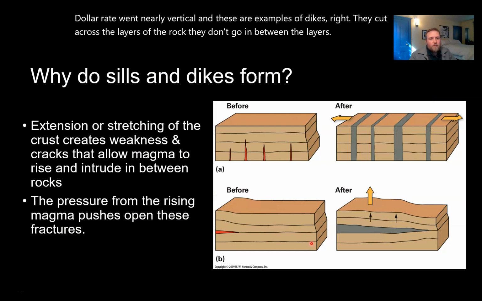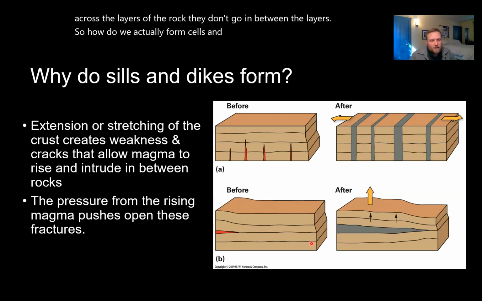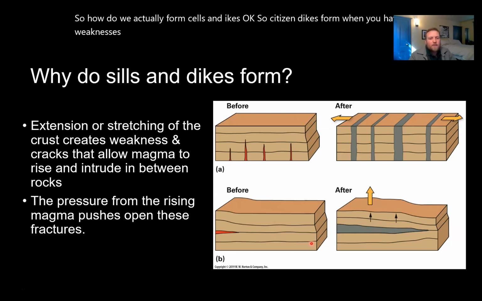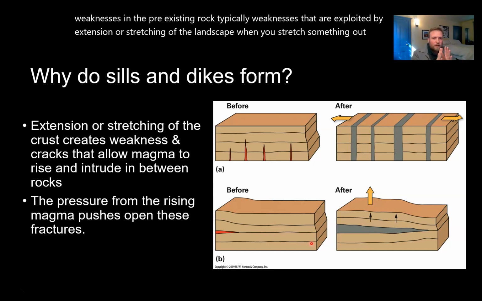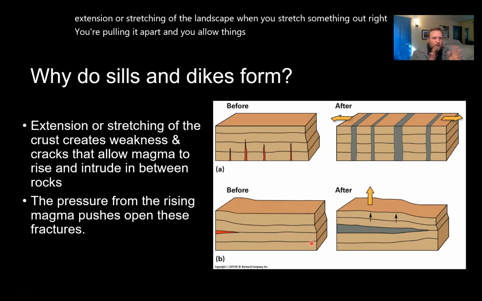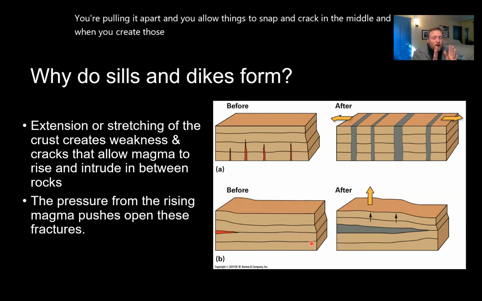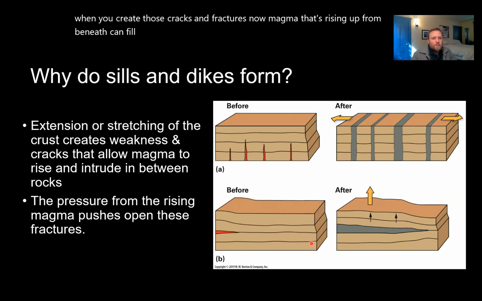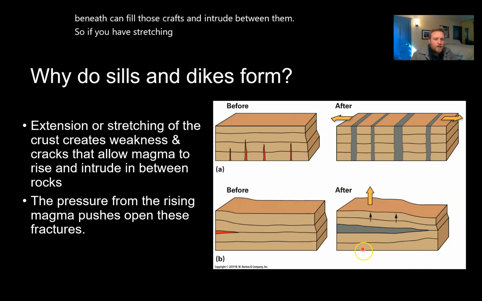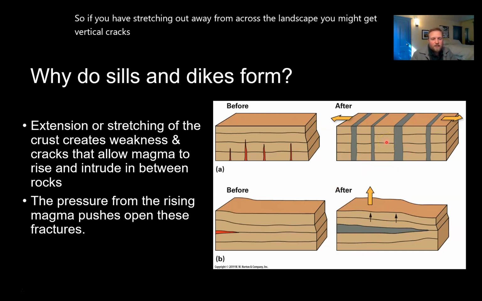So how do we actually form sills and dikes? Sills and dikes form when you have weaknesses in the pre-existing rock, typically weaknesses that are exploited by extension or stretching of the landscape. When you stretch something out, you're pulling it apart and you allow things to snap and crack in the middle. And when you create those cracks and fractures, now magma that's rising up from beneath can fill those cracks and intrude between them. So if you have stretching across the landscape, you might get vertical cracks that form and allow dikes to intrude.